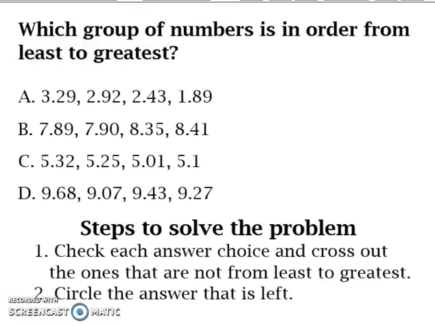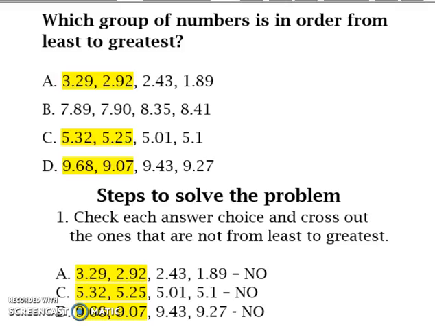In order to solve our problem, the steps we must take are: number 1, check each answer choice and cross out the ones that are not from least to greatest. And then 2, circle the answer that is left. So in looking at step 1, we are going to check each answer choice and cross out the ones that are not from least to greatest.